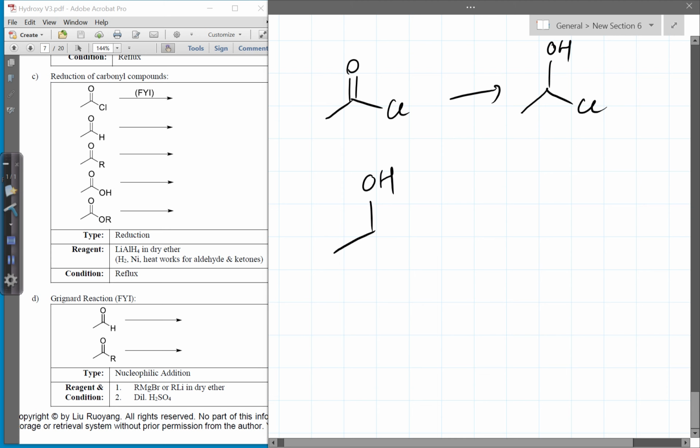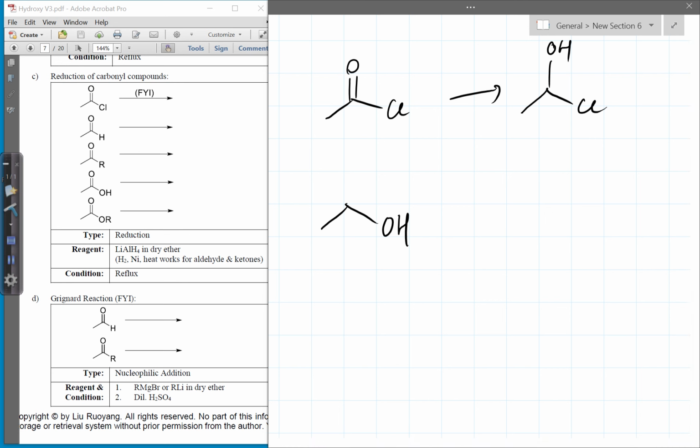So the main idea is, right, you have this compound, you just have to add, just pretend H is coming in, so you just form a bond with this, form a bond with this, so you have your primary alcohol. Same idea for the rest, right? So for your ketone, if you reduce it, you will have a secondary alcohol. And for your carboxylic acid, if you reduce it, you have a primary alcohol, right?